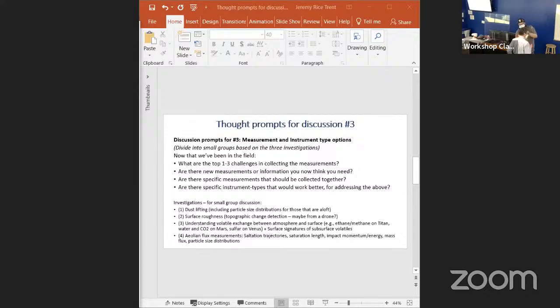You got the notes. What were the prompts again? Top 3 challenges, new measurements. So we didn't get through all the prompts for this, but we sort of went over the specific measurements that should be collected together. It's mostly what we got through in the time we had. For dust, we talked about you want to be able to detect the dust itself, so you can get dust concentration and a size distribution, both of those as a function of time.